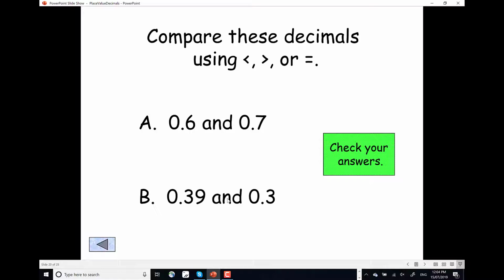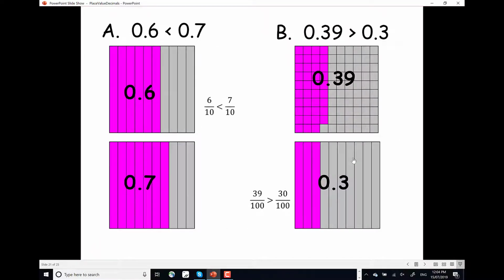You should be pausing the video so that you can have a go on your own, and we will check the answers now. Okay, so we've got 0.6, which is here represented as 6/10, and 0.7 represented here as 7/10. So you can see that the smaller number is eating up the bigger number. That means 6/10 is smaller than 7/10.